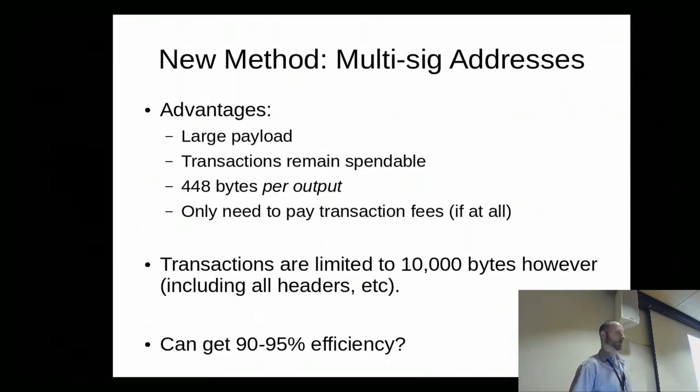Now I said before it's 448 bytes per output, but unfortunately there's a hard limit of 10,000 bytes, so your transactions need to fit within that. But I think you can get somewhere around 90 to 95% efficiency, because there's going to be overhead in terms of data structure and your transaction and so on. So you can get pretty close to that 10,000 bytes, and maybe 9,000 bytes would be your data payload. So that's pretty good.